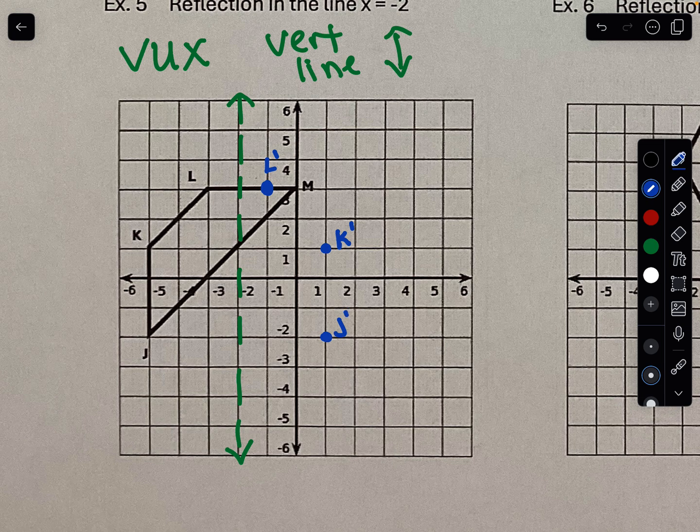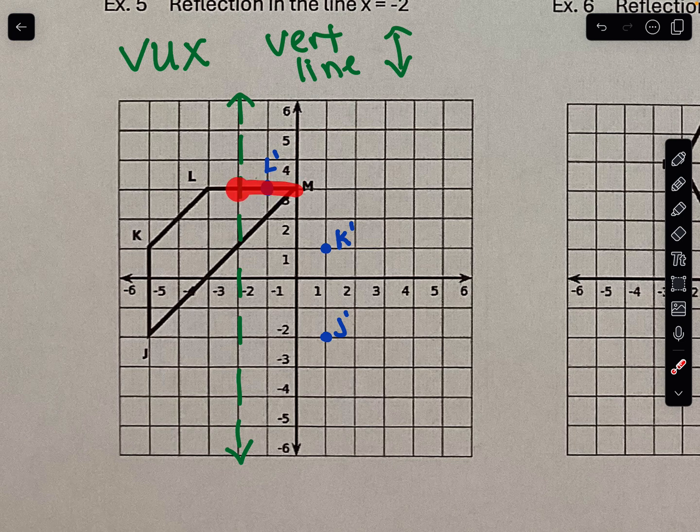Now, anyone have an idea how I would move M? I go the opposite way, right? Because I have to go to the line of reflection. So that would be 2 units this way. I go 2 more, put M prime. Then I just connect my dots.